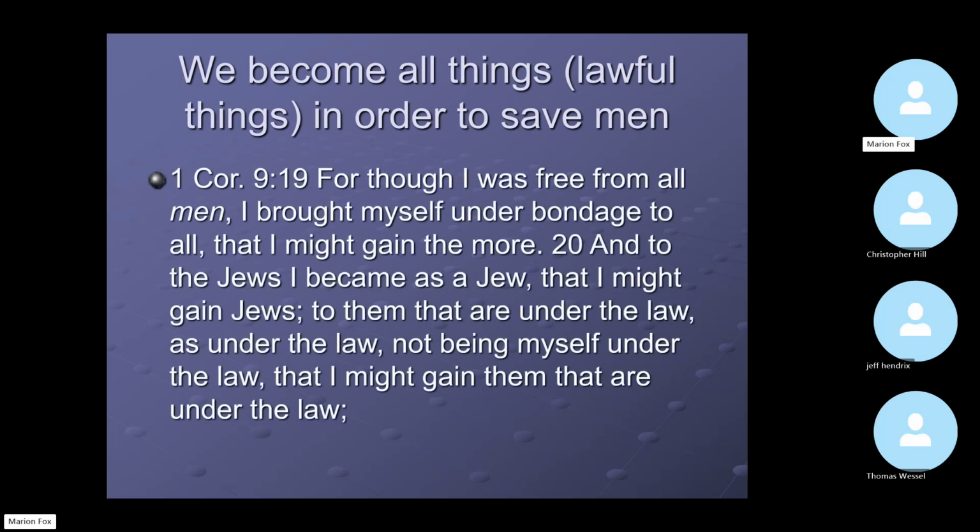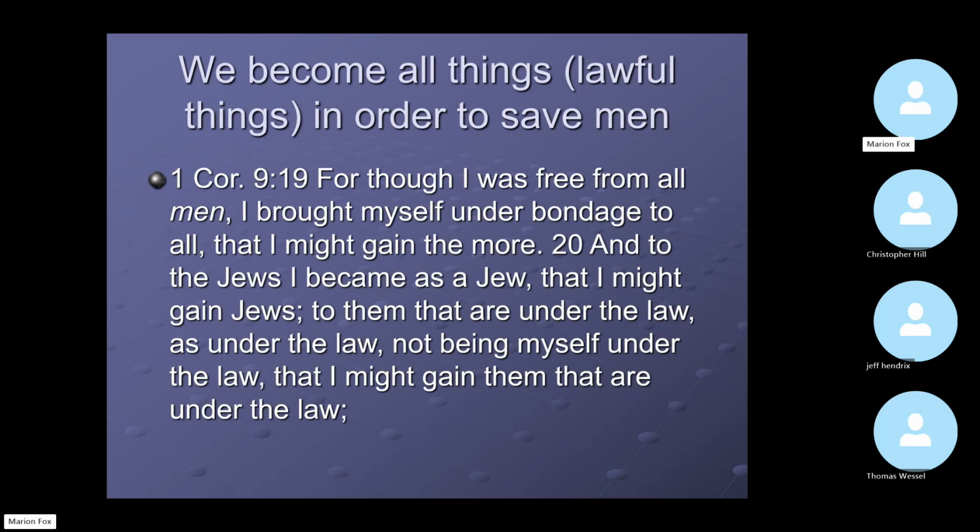That's important. In 1 Corinthians 9, Paul says we become all things in order to save men. Let's look at this verse. "For though I am free from all men, I brought myself under bondage to all that I might gain the more." So I brought myself under bondage. I yielded to the thoughts of these people as long as it was in a neutral area. In other words, he wasn't going to do anything that was sinful, and he wasn't going to abstain from any custom that was good.